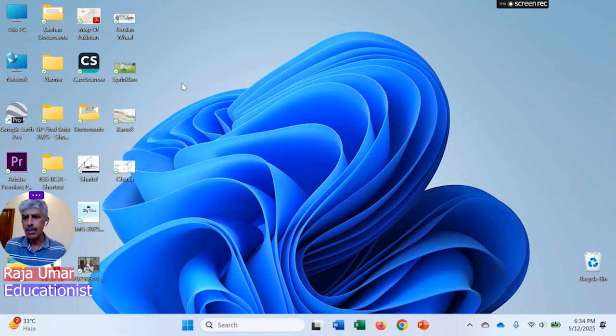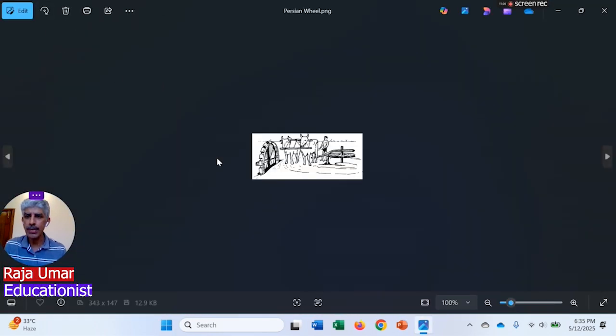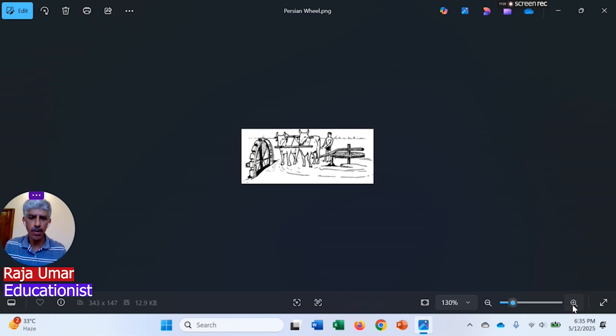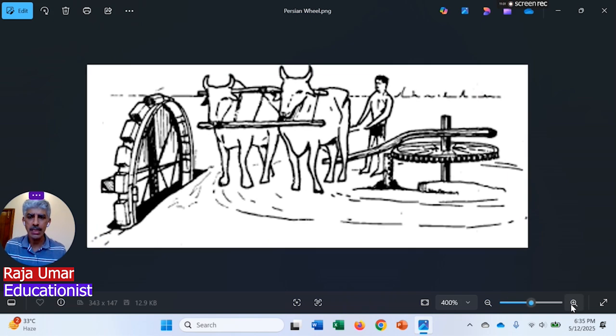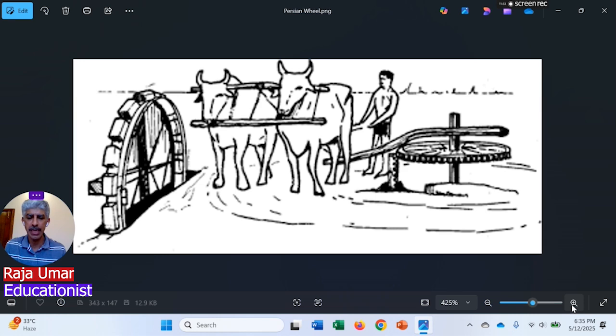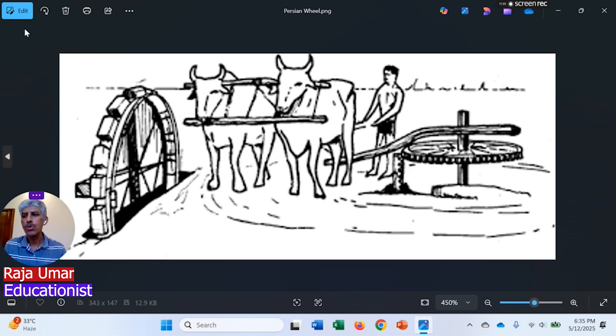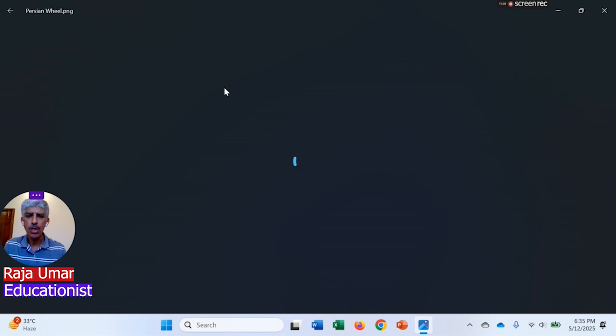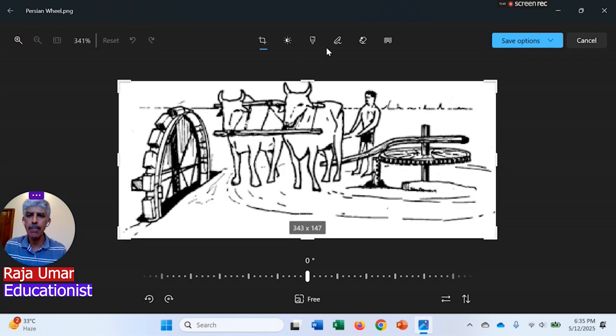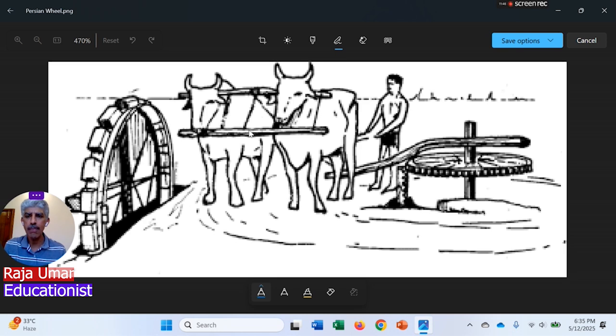Now next one, that is the Persian wheel. So here we have the diagram of the Persian wheel. This diagram has come in your Cambridge exam a couple of times, so I just want to explain this one as well, so that you may be really very clear about the usage of this conventional method.